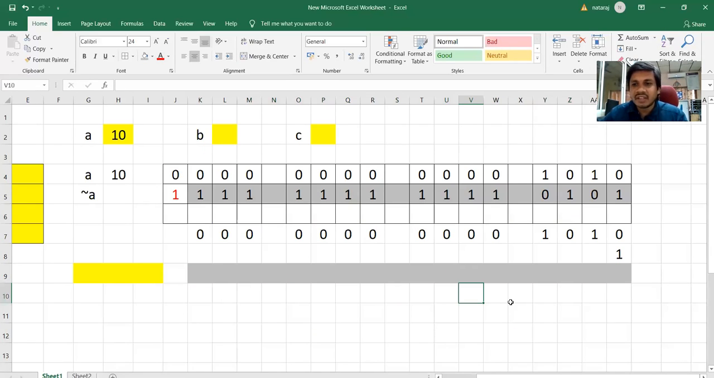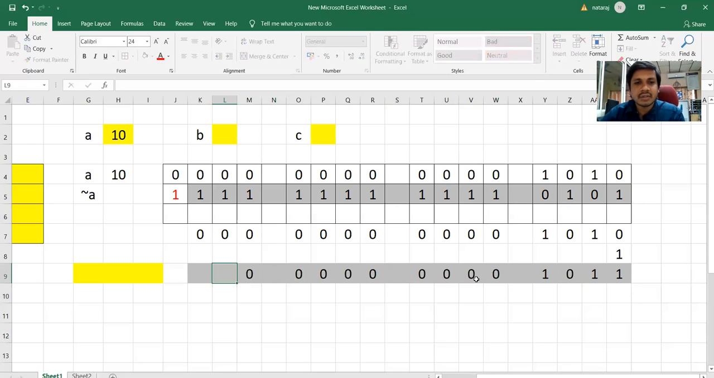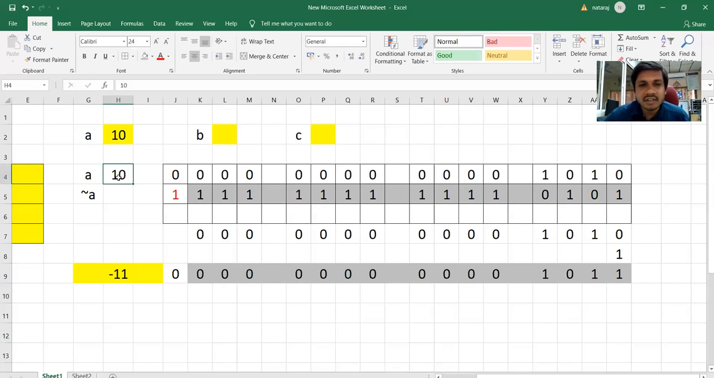If you add 1 to it, then 0 plus 1 is 1, and this is 1, and this is 0, and this is 1, and all these are zeros. Okay, this also has the sign bit 1. So what is this value? 1011 means 11. So it is minus 11. If a is 10, negation of a will be minus 11.